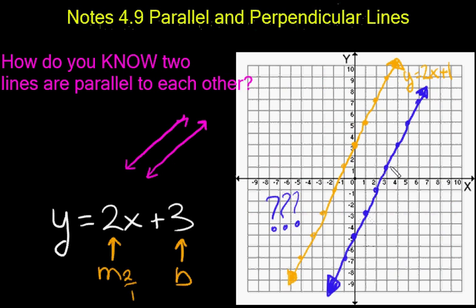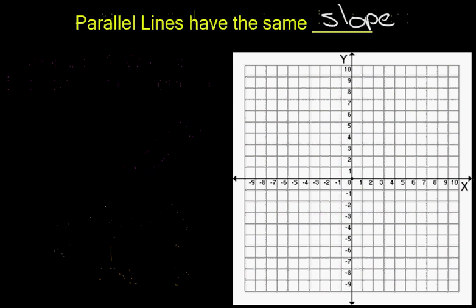If it has that same slope, there's no way it's ever going to get over here and touch this orange line, because I'm going up 2 over 1. I'm never going to somehow veer off to the side and hit that line. So if two lines have the same slope, they will never touch each other. And let's see here how we can make this happen for ourselves.